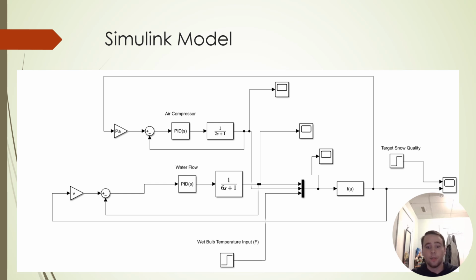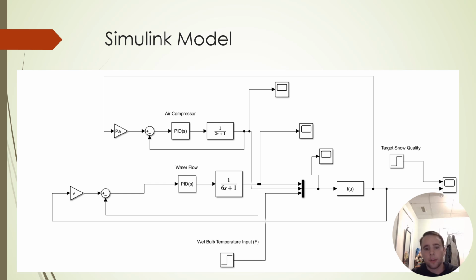Okay, so this is the simplified Simulink model. Basically what's going on here is you have three different inputs into the system, one being the wet bulb temperature, which has that equation included inside of it to use the ambient temperature and the humidity. Then you have the water flow and the air compressor flow.